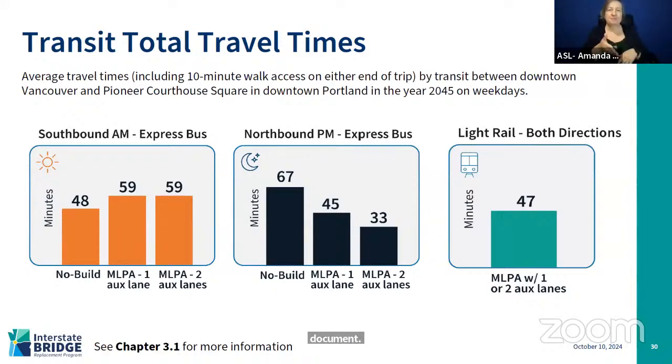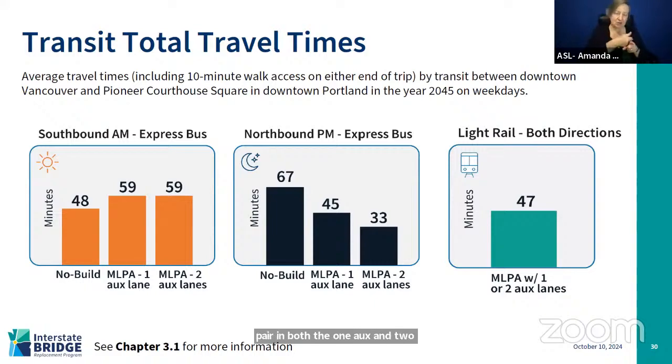These transit travel times include the waiting time for transit as well as a 10-minute walk access that's combined on either end of your transit trip. As you can see here, the modified LPA for the light rail will take 47 minutes to get between that origin and destination pair. In both the 1-aux and 2-aux, it does not impact the travel time because it's on its own guideway.